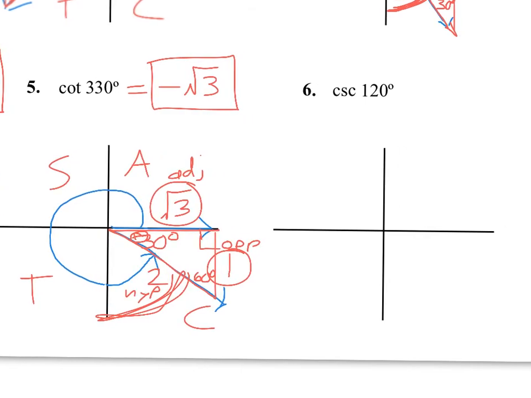Alright, so for number 6, cosecant is the reciprocal of sine. We're going to figure out what sine is and then take the reciprocal. So from 90 we go 30 more.